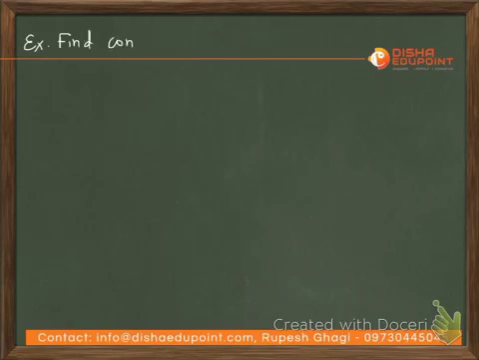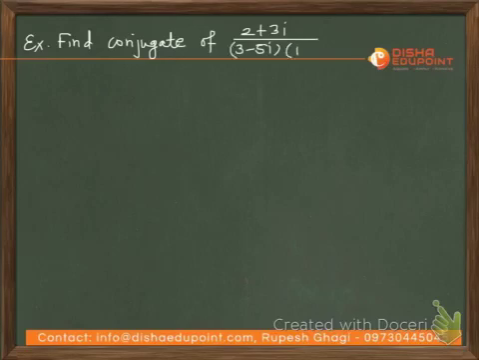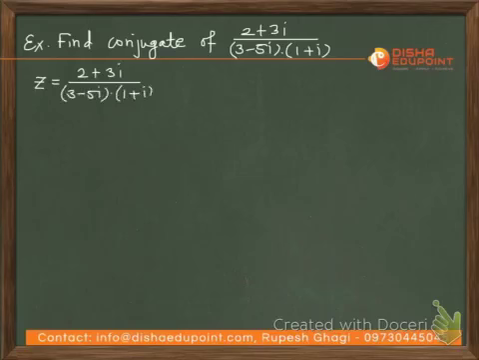Now let's try to solve one or two examples. Let's say the example is to find the conjugate of the complex number (2 plus 3i) upon (3 minus 5i) into (1 plus i). So we want to find out the conjugate of this particular complex number. So now z is equal to (2 plus 3i) divided by (3 minus 5i) into (1 plus i).